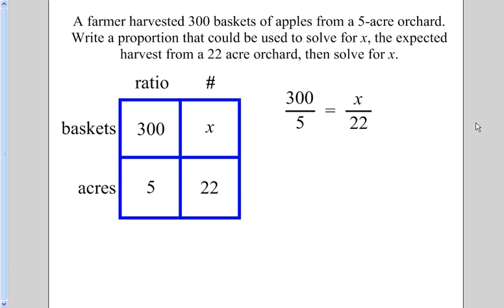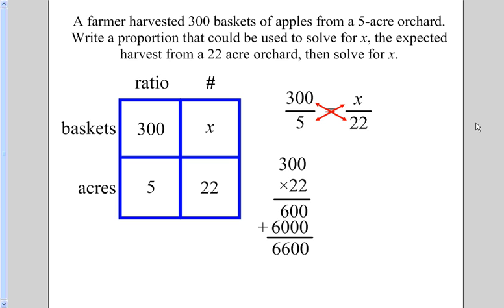Now, we can use cross multiplication to be able to solve for x. We're going to multiply 300 times 22, and then later divide it by 5. So 22 times 300. That's 2 times 300 is 600. We can add a 0 down below there in the ones place because we're beginning in the tens place over here. 2 times 0 is 0, 2 times 0 is 0, 2 times 3 is 6. When we add it all together, we have 6,600. That's 22 times 300.